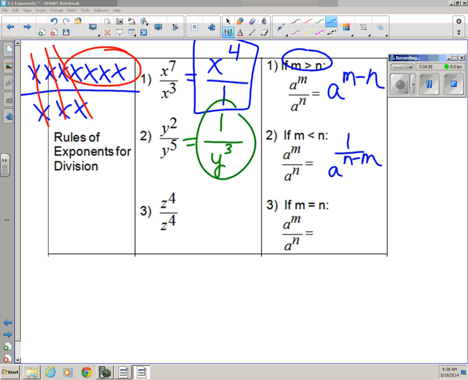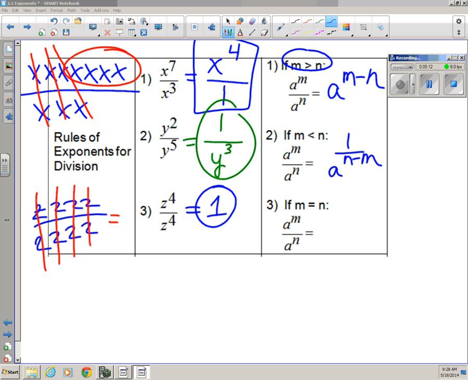So this next one is, well, they're equal on top and bottom. If I had 4 z's on the top and 4 z's on the bottom, and I divided, well, z divided by z is 1, z divided by z is 1, 1 and 1. Anything divided by itself, which I think you know already, is just 1. So if you've got powers that are the same, and we're dealing again with subtraction, you would do m minus n, which would be 0, and this takes us to a property on the next page where anything to the power of 0 is 1.